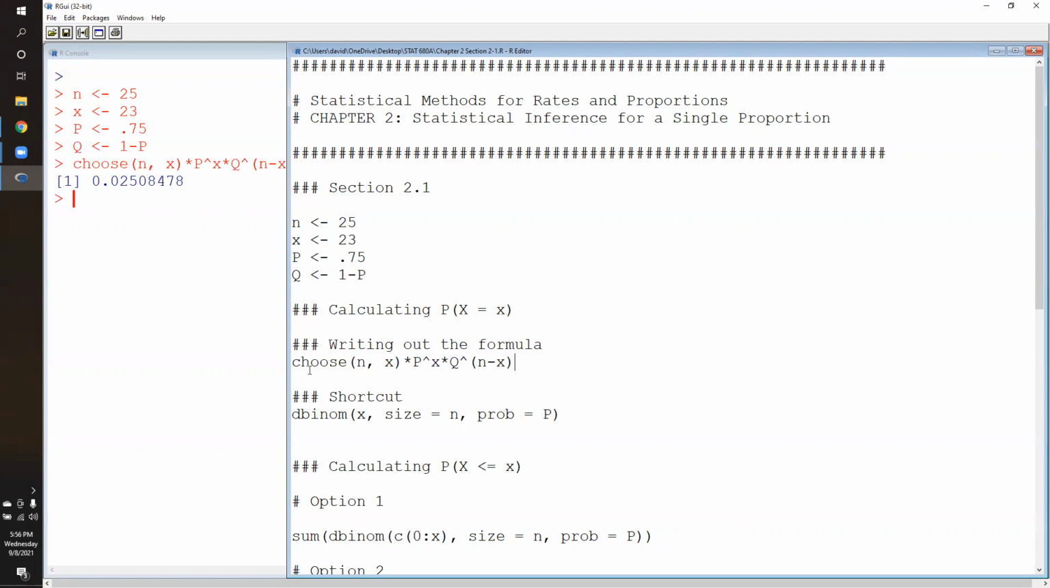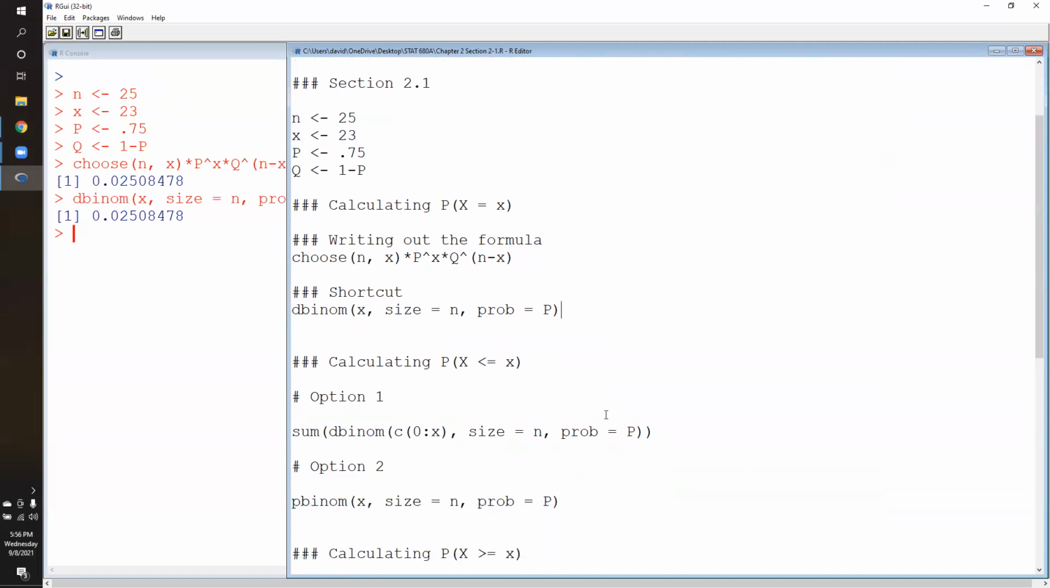But there's a shortcut in R, so you don't have to write out this complete formula if you don't want to. You can use the dbinom shortcut. In this shortcut, you're going to tell R how many trials you have, so that's N, the probability of success, which is P, and then the observation of 23. Okay, so if we run that, we should get the same exact thing, 0.025. So really it comes down to preference if you want to write out the formula or if you would like to use the R shortcut. I personally like the R shortcut for myself.